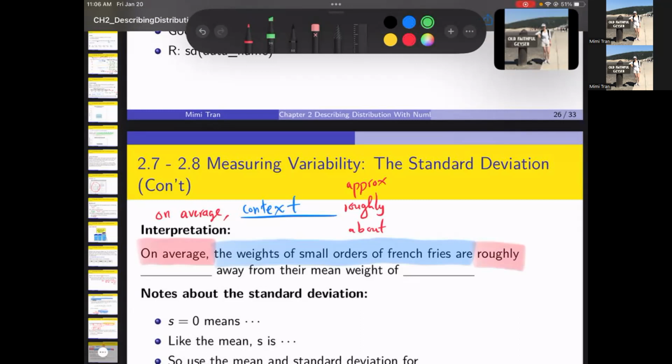And then here will be the standard deviation value. On average, the weight of the small orders of French fries are roughly 18.6 grams away from the mean. So right there, that's your standard deviation value.